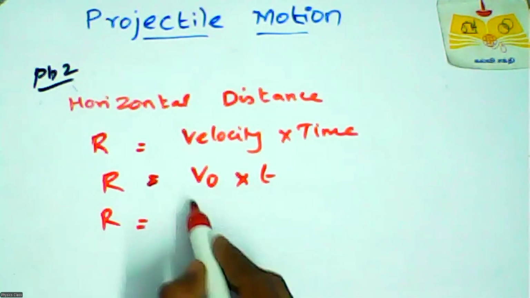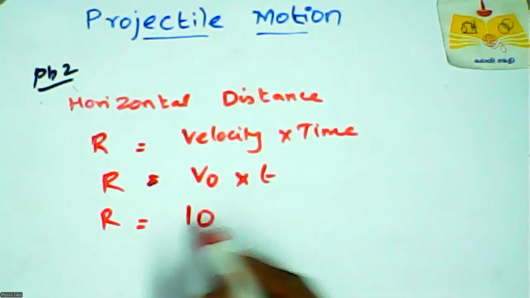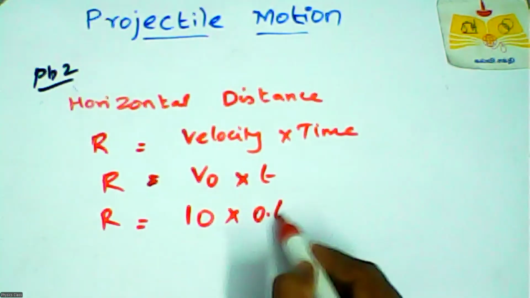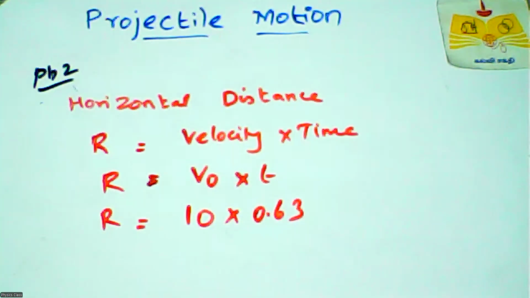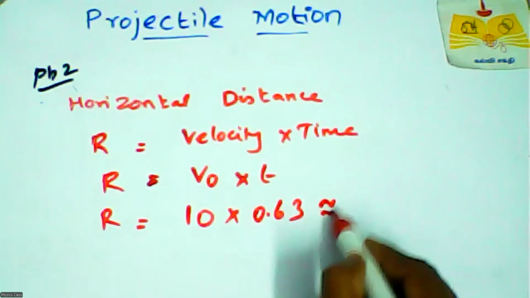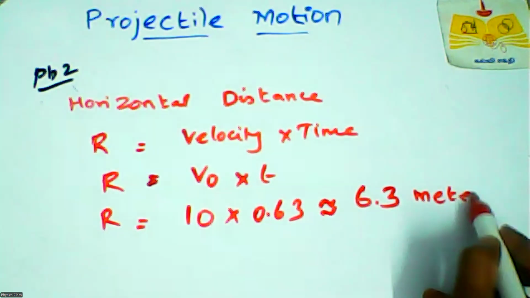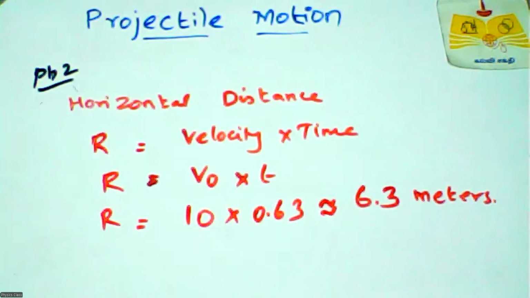So R is equal to V naught, 10 as per the sum, into time. Already we have that, 0.63. This gives approximately 6.3 meters, which is the value of the horizontal distance. Any questions on this? Just try this sum like this at home.